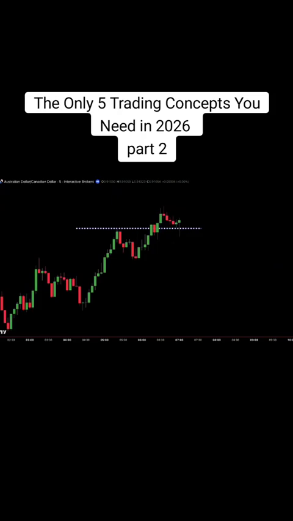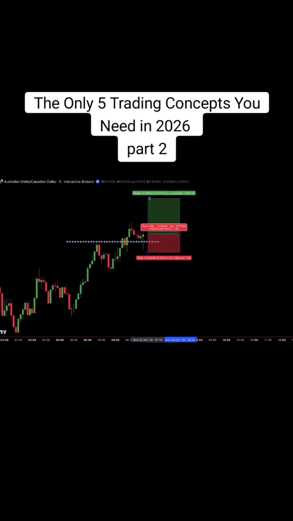Let's take this trade setup. We place the entry at the close of the pin bar, the stop loss below the wick, and the target at twice the risk. Look at what happens next. Price reaches the target. This is not a holy grail.